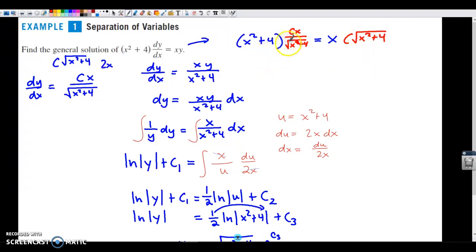And you can see now that when I divide this out, I'm going to get the same thing on both sides. The right side is going to be cx times the square root of x squared plus 4. And over here, this is to the first power, this is to the 1/2 power, so that's going to yield, again, the square root of x squared plus 4.